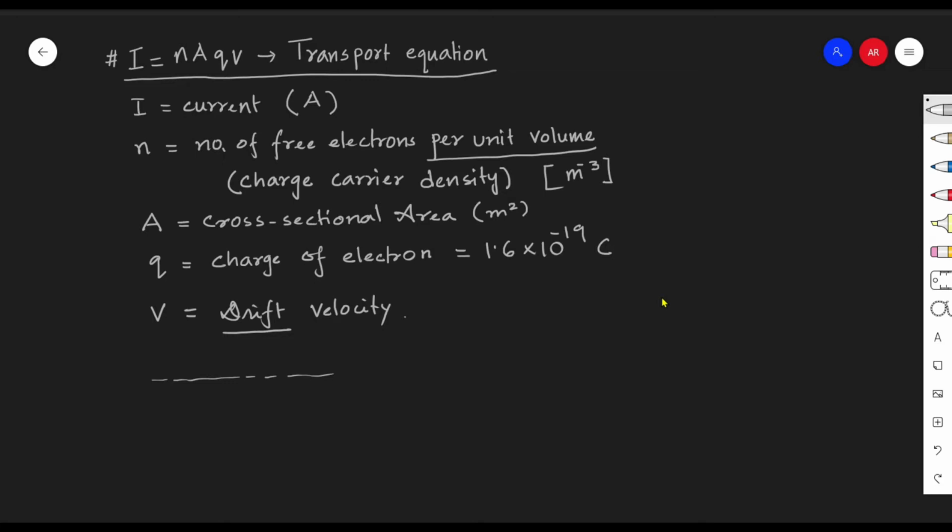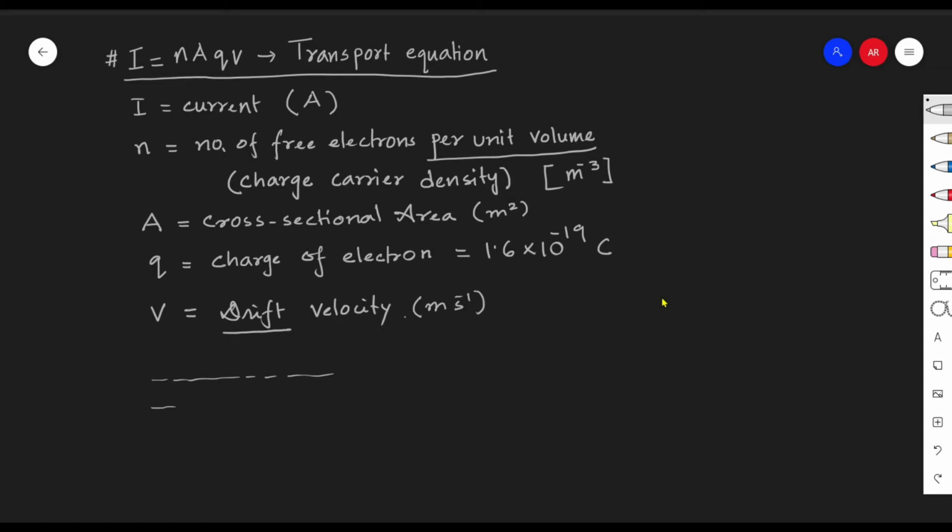v is the drift velocity. Its unit is meter per second. So you remember the word drift here. Why is it called drift velocity? We need to know a little background of this conductor.